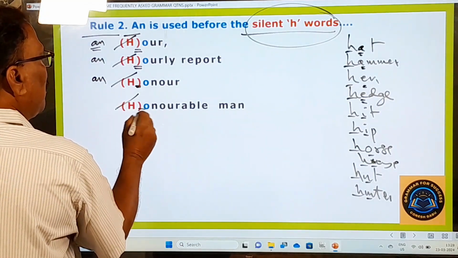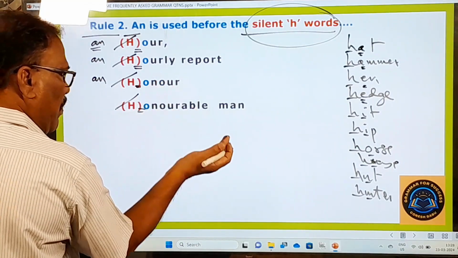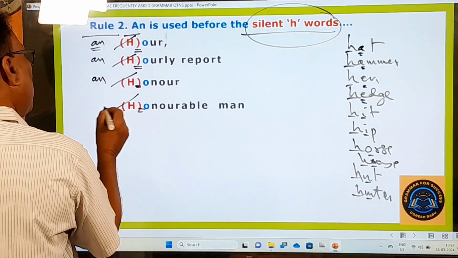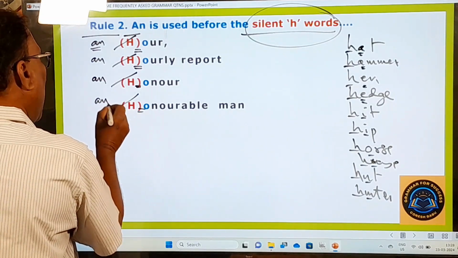Okay, and next, honorable man is there. In this H is silent, we are pronouncing the word from O. O is giving a vowel sound, and that's why we think this word is beginning with a vowel sound, and that's why we use an before that.